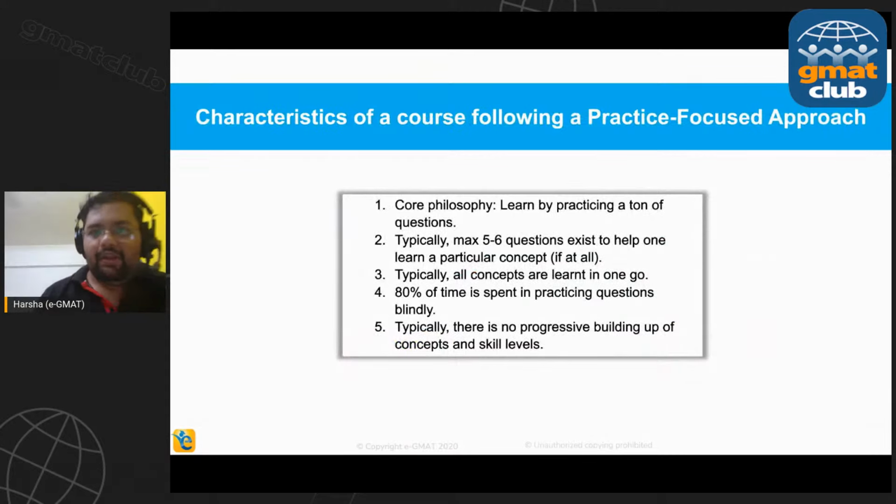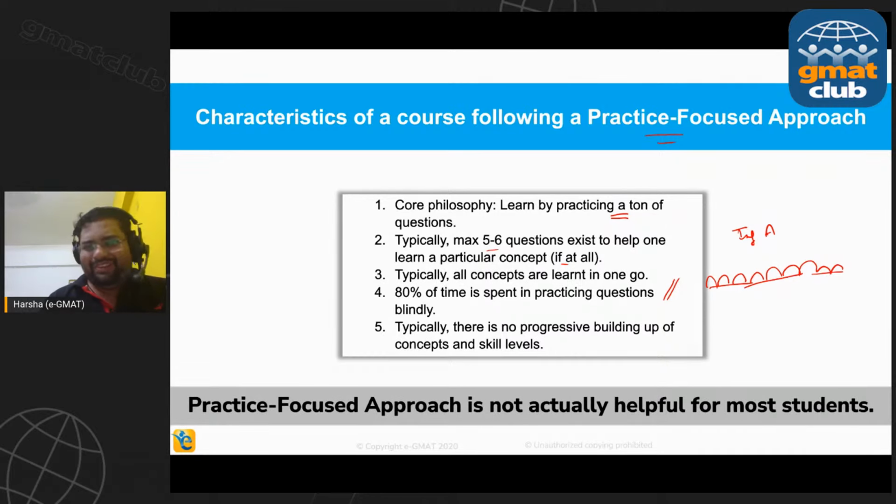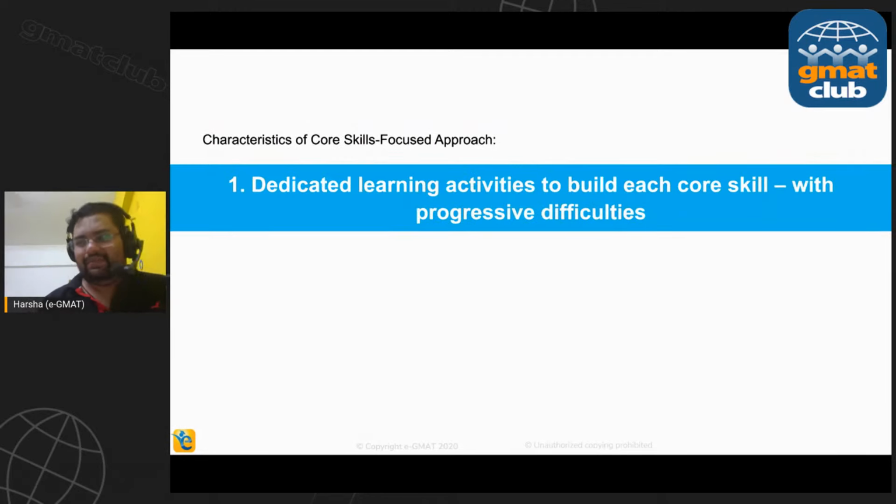A typical practice-based focused approach is essentially about learning by practicing a ton of questions. What this means is, to learn any concept, let's say inference or assumptions, you'll have a maximum of 5 or 6 questions to learn the concept, if at all. The rest, the onus is on those 80% of time that you spend practicing a ton of questions. Hopefully, in some cases at least, some of you will pick up through this process, but you don't always see that. There's also a lack of a progressive building up of concepts. So the core point is, practice-based approach. We are not big fans of a practice-focused approach.